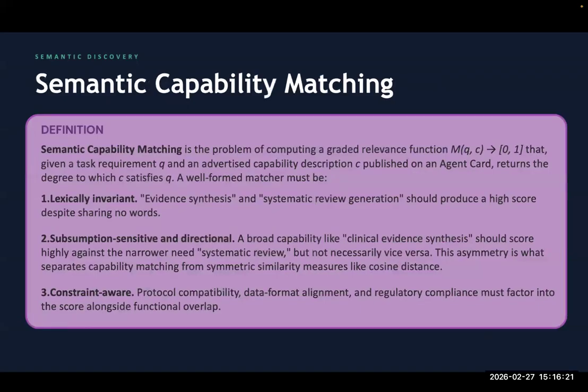So great. Now you've found an agent, but how do you determine whether it's a good fit for your task? This is the challenge of semantic capability matching. Basically, you've got a relevance function M, which takes in a query and a capability and maps it to a number, 0 to 1. And the 3 criteria are lexical invariance, subsumption sensitivity, and directional and constraint awareness, right? These are the 3 criteria that such a semantic capability match must address.